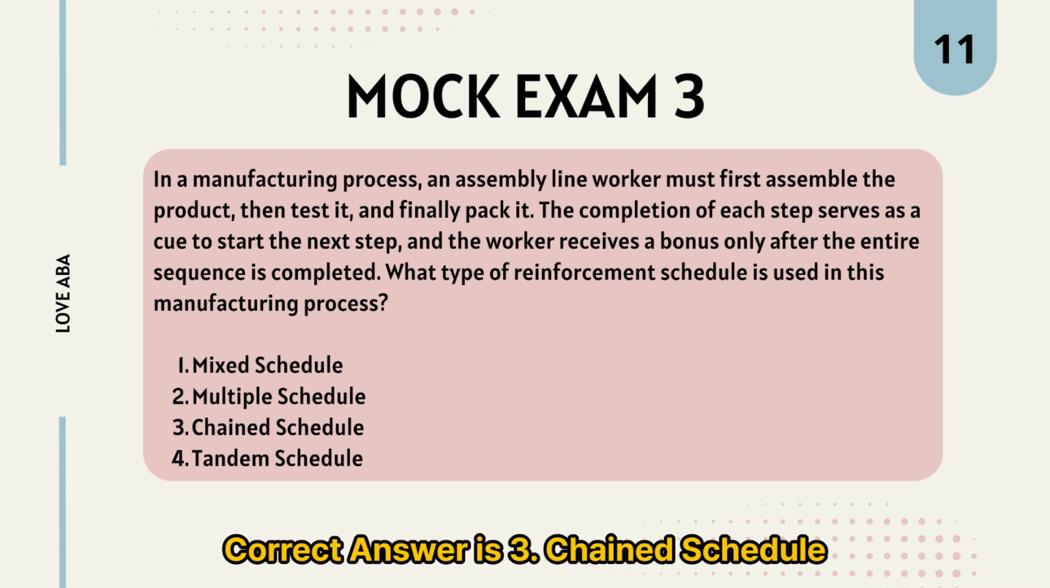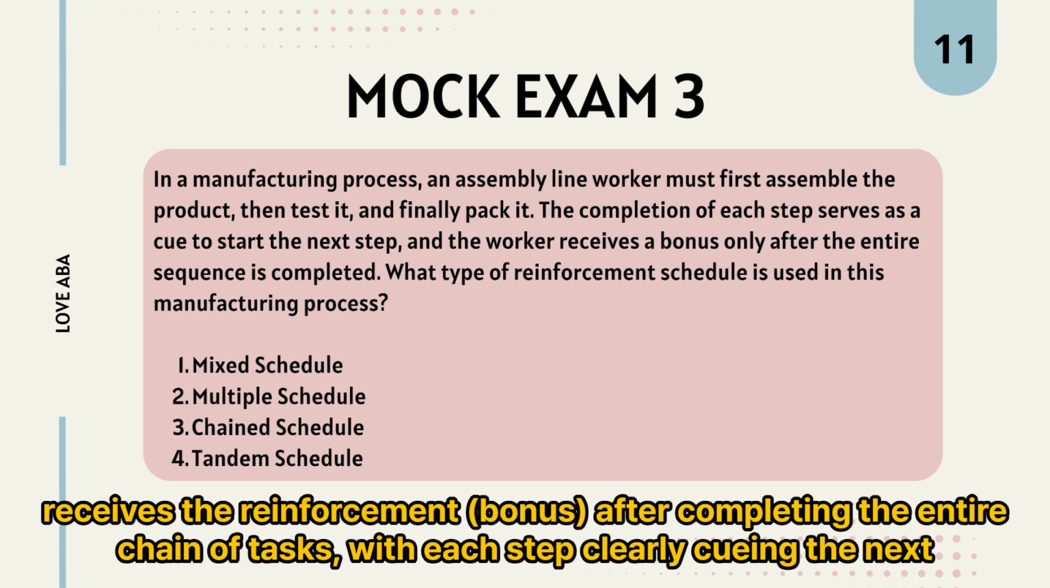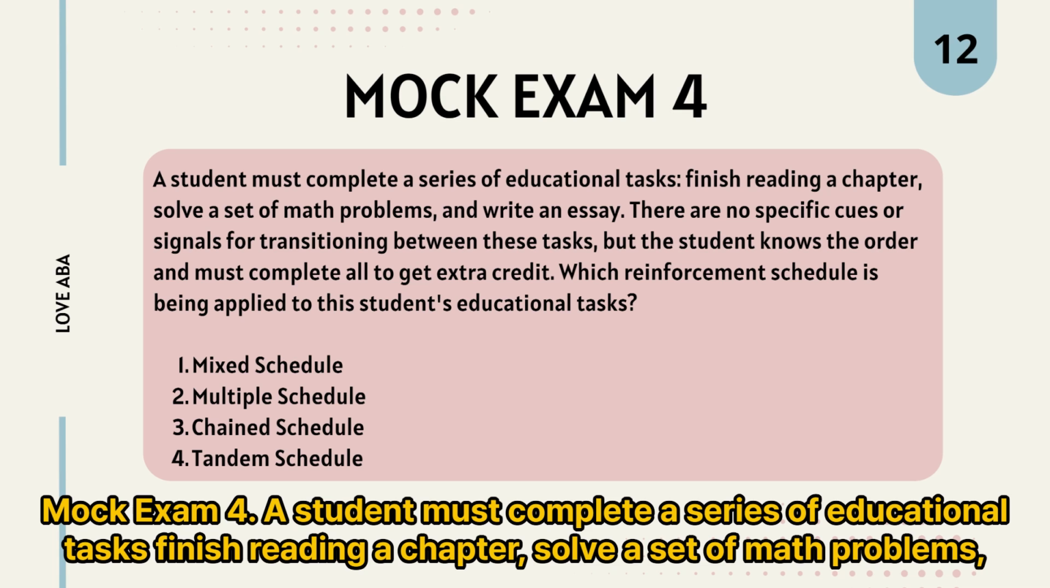Correct answer is 3. Chained schedule. This scenario describes a chained schedule because each task in the sequence acts as a cue for the next task. The worker only receives the reinforcement bonus after completing the entire chain of tasks, with each step clearly cueing the next.